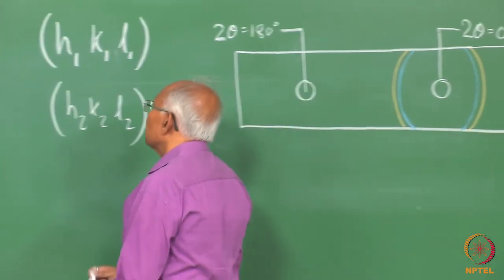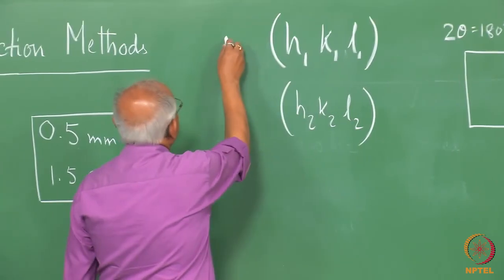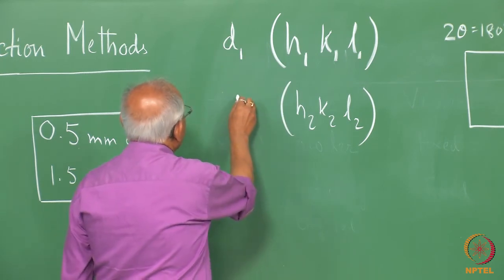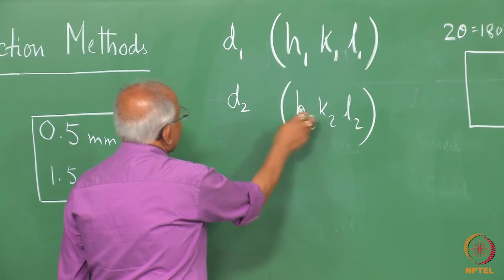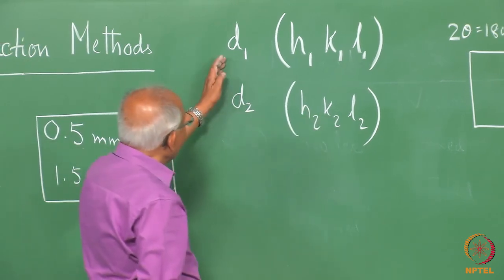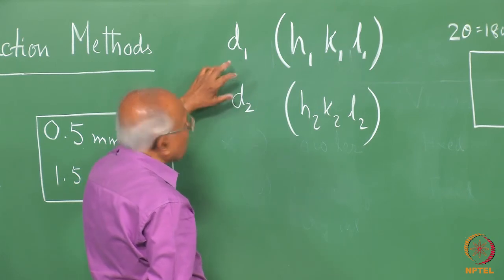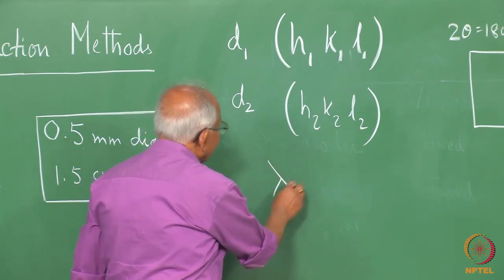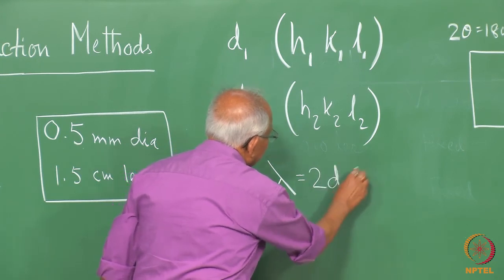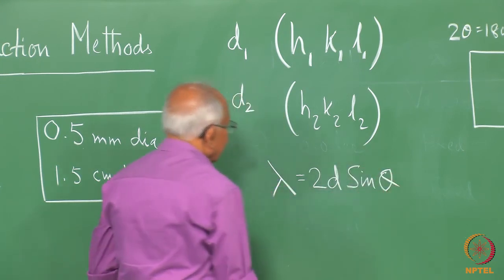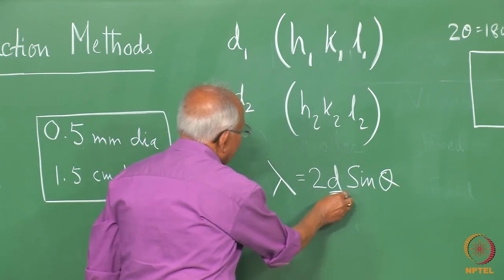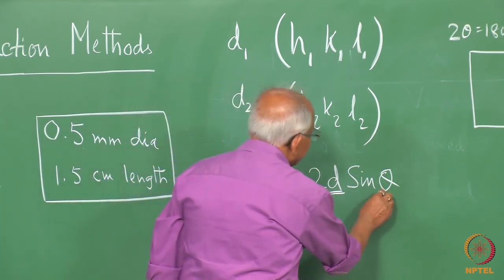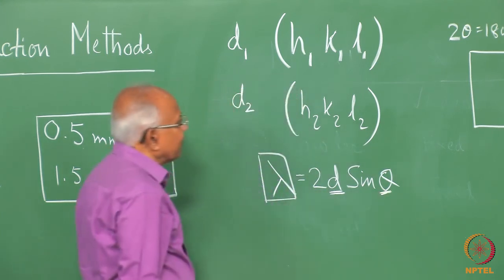Now, if it so happens that the interplanar distance of the H1, K1, L1 planes, which is say D1, and the interplanar distance of the H2, K2, L2 planes, which is say D2, are very, very close, then what happens? Lambda is equal to 2d sine theta. Bragg's law tells us that if d of the two planes are very close, since lambda is a fixed quantity, then what will happen?